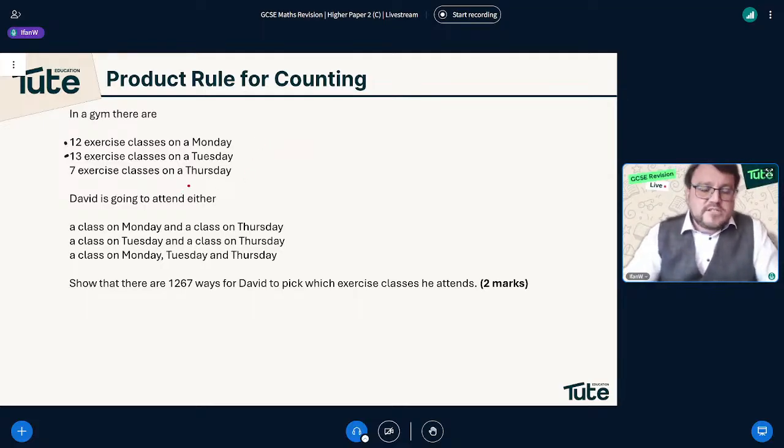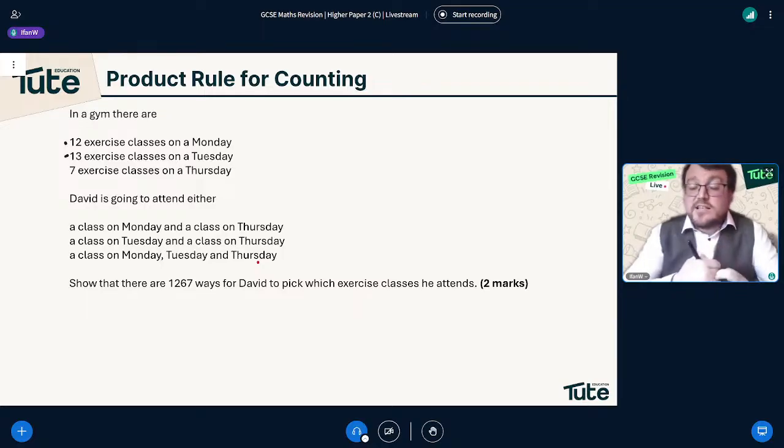So in a gym, there are 12 exercise classes on a Monday, 13 classes on a Tuesday, 7 classes on a Thursday. David is going to attend either a class on Monday and a class on Thursday. Not my cup of tea, but fair play to him, right? Again, bullet points. How many classes are on a Monday? 12. How many classes are on a Thursday? 7. Classes on Monday, Tuesday, Thursday, right? Show that there are 1,267 ways for David to pick which exercise classes he attends.